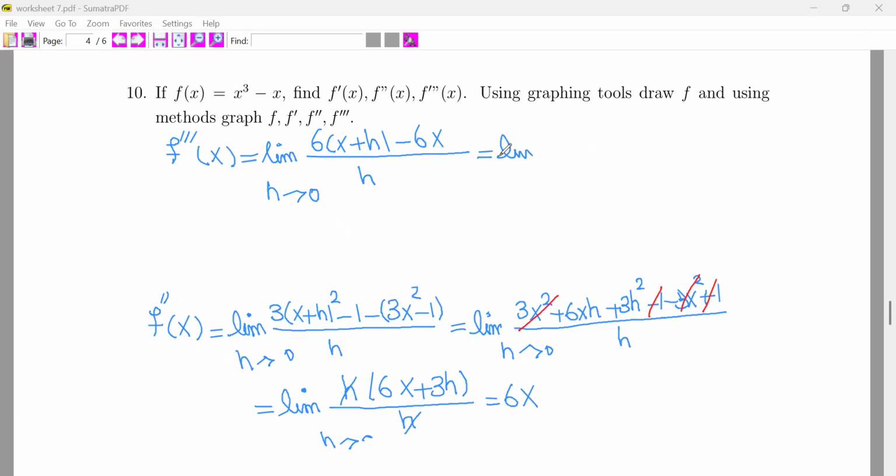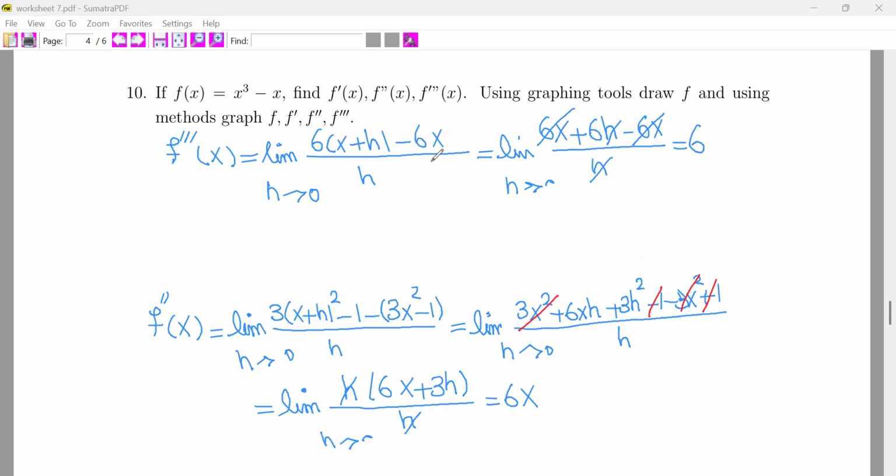We would have limit of 6x plus 6h minus 6x over h when h is approaching 0. We can cancel out these two. We can cancel out h and h. So the answer is just 6.